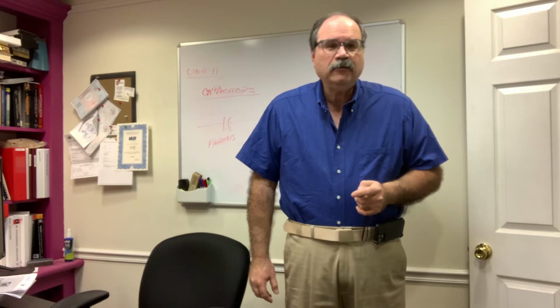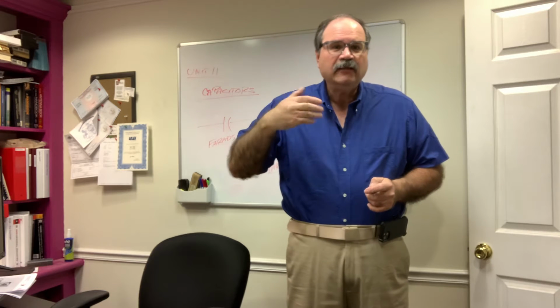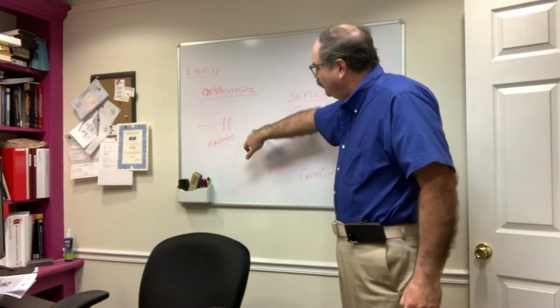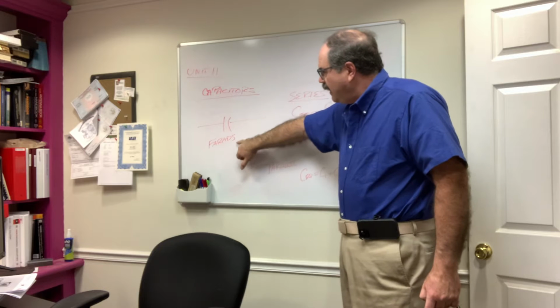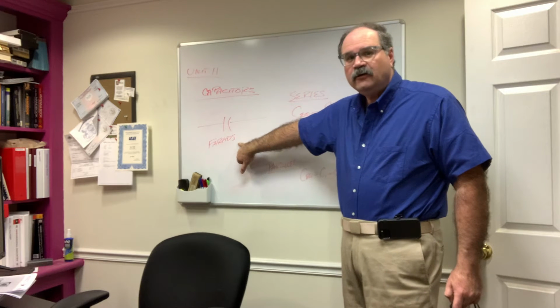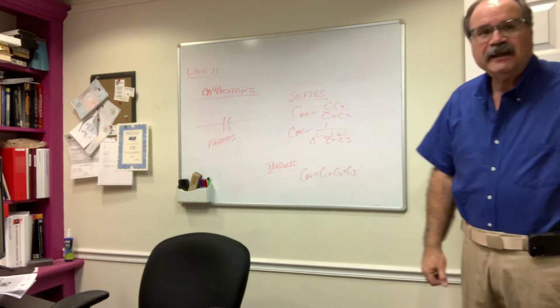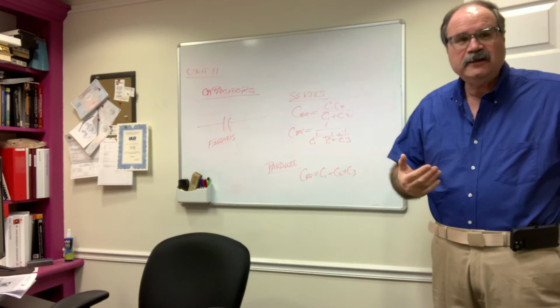I'd like to go over your Unit 11 concept on capacitors. A capacitor, formal definition: two parallel plates that are separated by an insulating material that we call a dielectric. The symbol for a capacitor is what we see here, and the units for capacitance are going to be in farads.